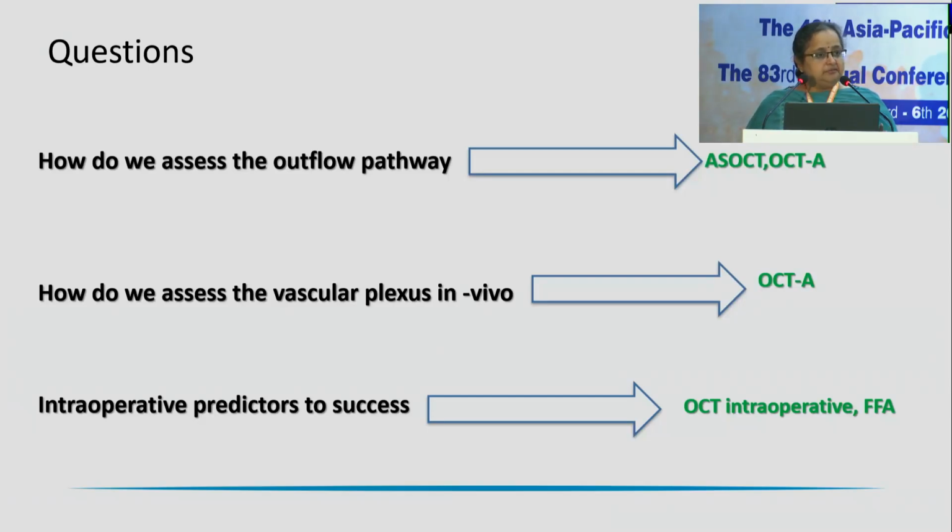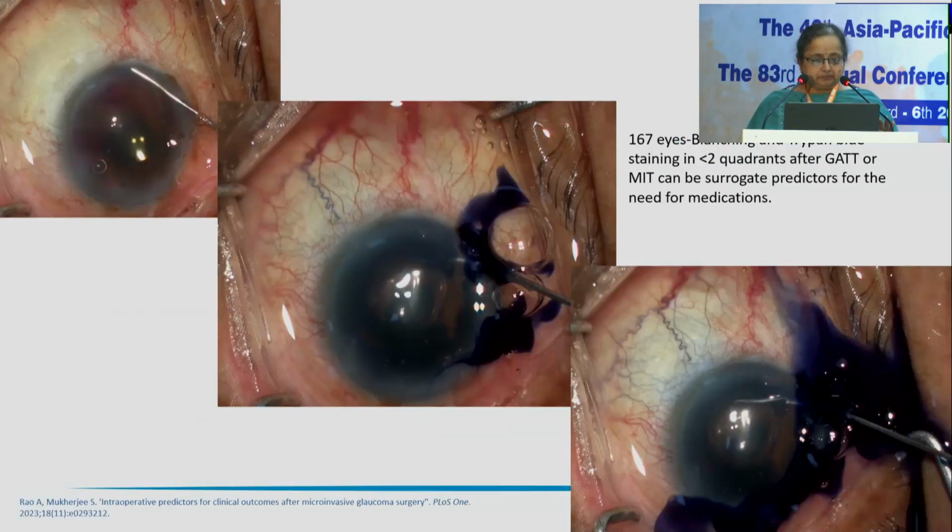We can't use FFA in India. I think we don't have microscopes with the filters to do intraop FFAs. Intraoperatively, we only have OCT angiography, or we can use intraoperative ASOCT to find out what level we are incising and what is happening. But a more simple technique we all know is blanching, or what we call the episcleral wave.